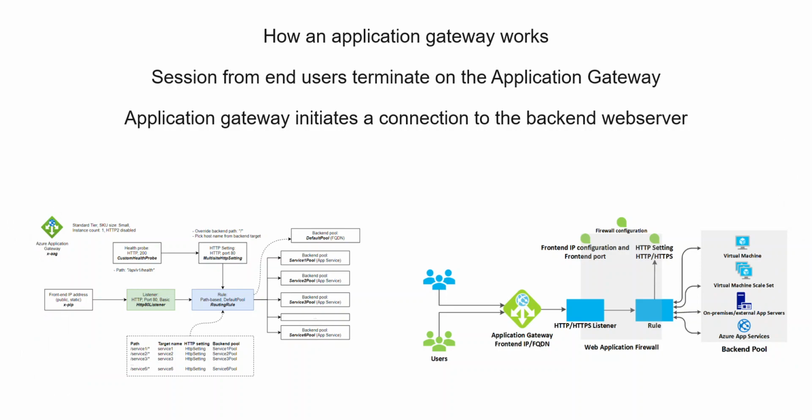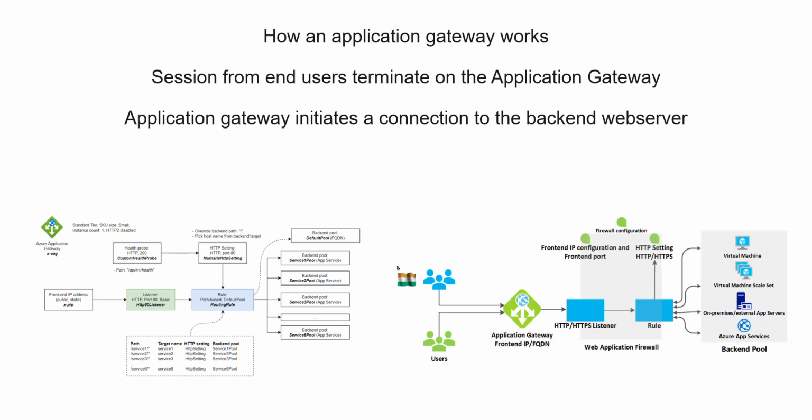So how does an application gateway work? A session from the end user terminates on the application gateway, and the application gateway initiates the connection to the backend servers. You mean the backend web server, or you can say whatever applications are there.